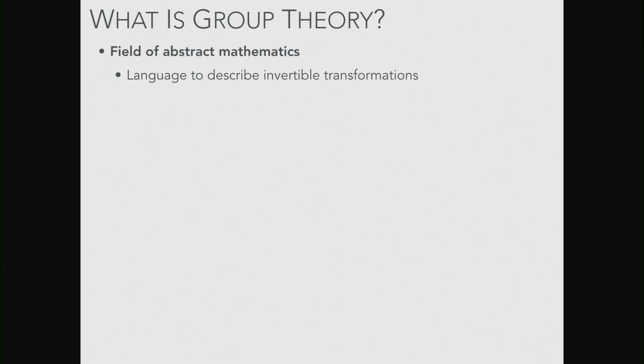And so group theory is this abstract field of mathematics, and it's just a language, you might say, to describe invertible transformations. It is also a language which describes a lot of other things. I just want to put a caveat out there for all of the abstract mathematicians out there, or physicists. But it's really useful for describing invertible transformations.